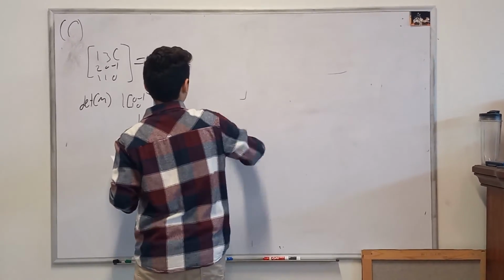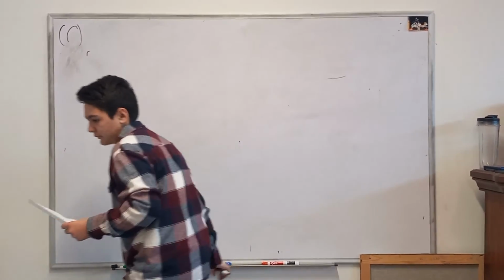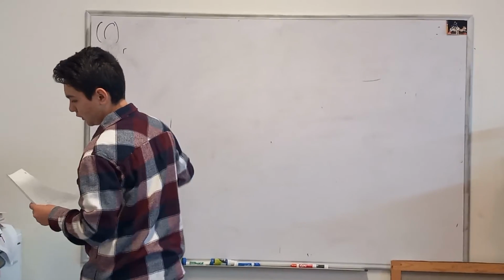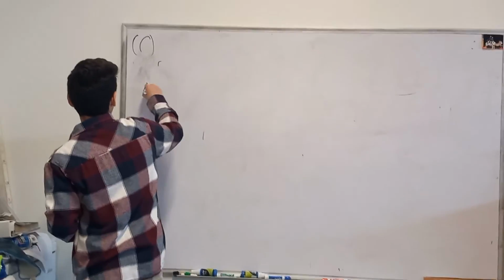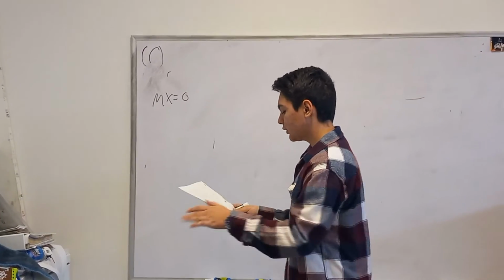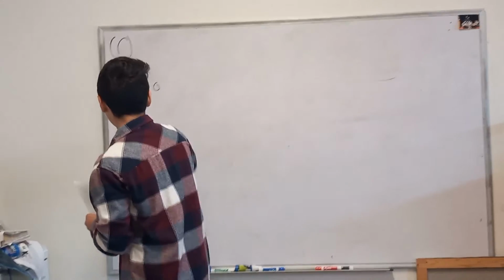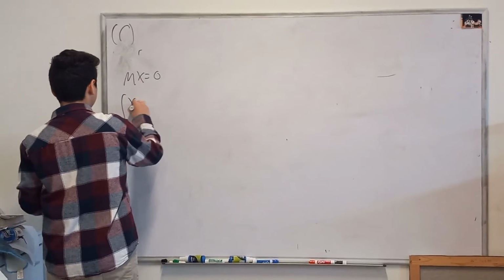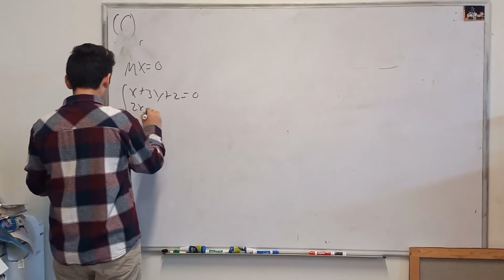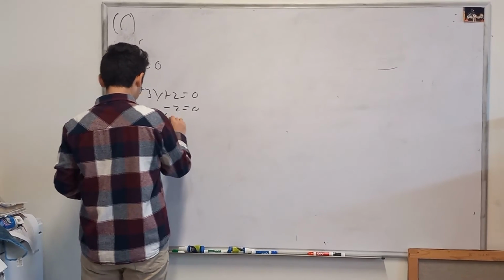Now, we have one last part of it. For this value of C, which is 1, we have this system Mx is equal to 0. We're going to find a solution for x. But we know straight off the bat 0 is a solution, so we're going to find another solution. So we have x plus 3y plus 2z is equal to 0, 2x minus z is equal to 0, and x plus y is equal to 0.